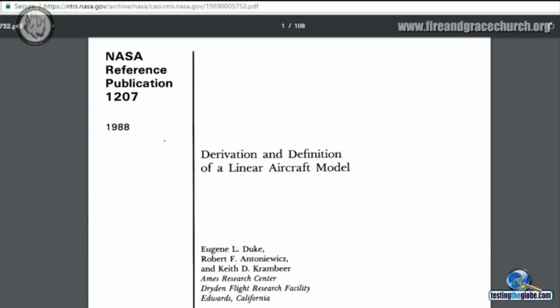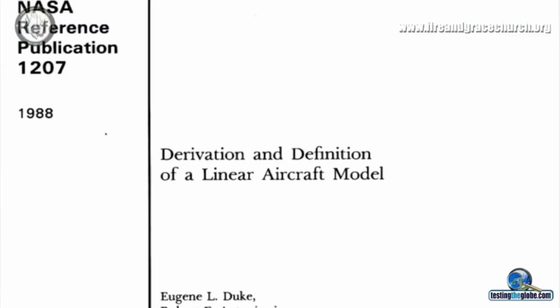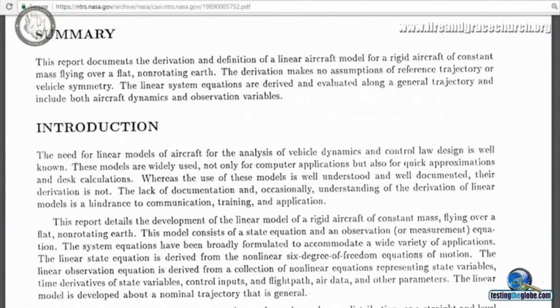This is free information. The derivation and definition of a linear aircraft model. In the introduction, they flat out say right here, this report documents the derivation, which means the origin, and the definition of linear aircraft model for a rigid aircraft of constant mass flying over a flat, non-rotating Earth. Derivation means the origin. Definition means this is how it's defined. This is how it works. So they're talking about the equations. The equations are based on these airplanes flying over a non-rotating flat Earth.